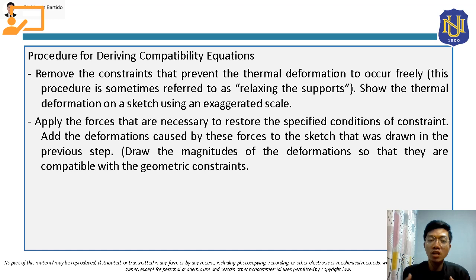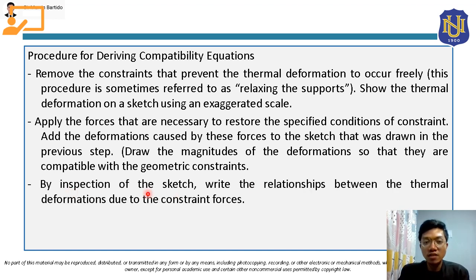After that, we will apply the forces that are necessary to restore the specified conditions of constraint. This is the reaction force provided by the support. We are going to restore that, and add the deformation caused by that reaction force to the sketch that was drawn in the previous step. So draw the magnitudes of the deformation so that they are compatible with the geometric constraint. Class, if the deformation caused by that reaction force is elongation, we will indicate that it is elongation. If it's contraction, we will indicate that it is contraction. After that, by inspection of the sketch, write the relationships between the thermal deformations and the deformations due to the constraint forces. That's how we can derive the compatibility equations here.